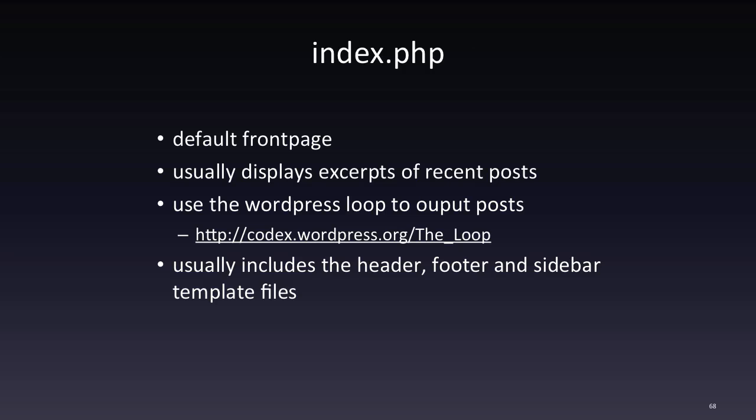And we use something called the WordPress loop to output the posts, and we'll look at that in more detail in the tutorials, but that will go back to how I was stressing the importance of the concept of loops in PHP last week. This is the one place where you will have to use a loop in order to output a series of posts within a template. And it usually includes other constituent templates like the header, footer, and maybe the sidebar.